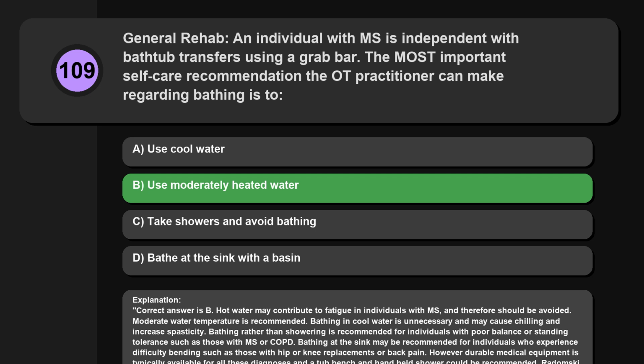Bathing at the sink may be recommended for individuals who experience difficulty bending such as those with hip or knee replacements or back pain. However, durable medical equipment is typically available for all these diagnoses and a tub bench and handheld shower could be recommended. Radomski and Trombly, Occupational Therapy for Physical Dysfunction, 6th edition, Chapter 40, Neurodegenerative Diseases.